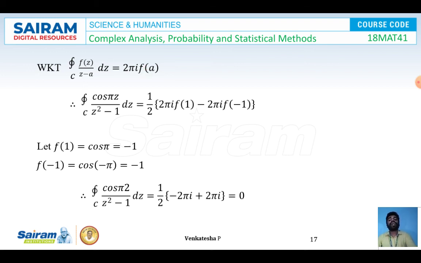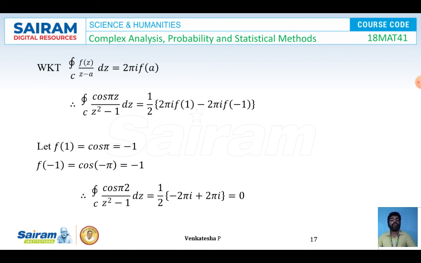So it will become the integral over the region C cos pi z by z square minus 1 dz will become 1 by 2 into 2 pi i into f of 1 at z is equal to 1, minus 2 pi i into f of minus 1 at z is equal to minus 1. So now we need to find both the values. So in this function f of z, I am going to replace, so I'll be getting the value f of 1 will be equal to cos pi and cos pi is minus 1. Similarly, f of minus 1 is cos of minus pi, it will become cos pi only, it is minus 1.